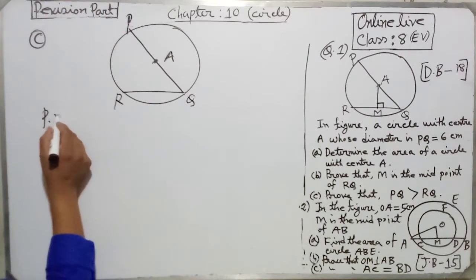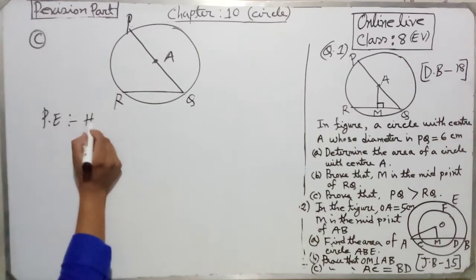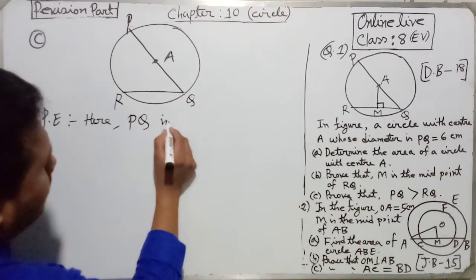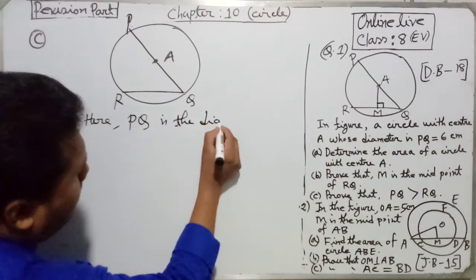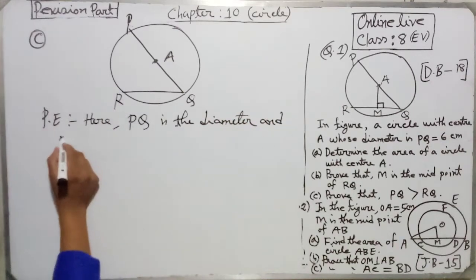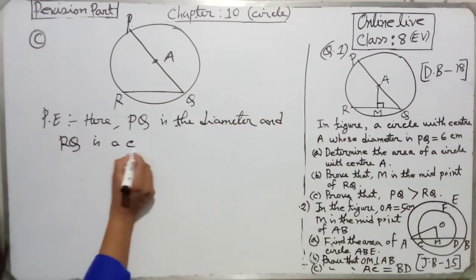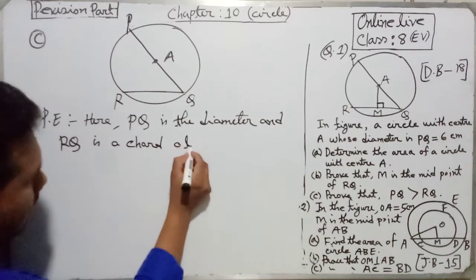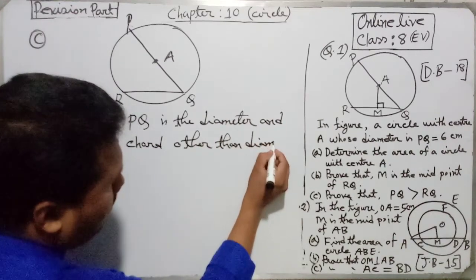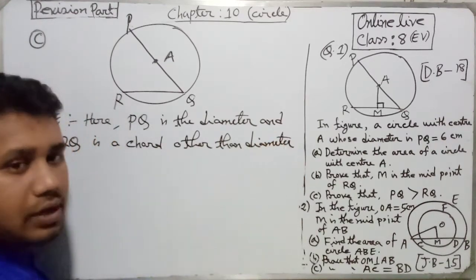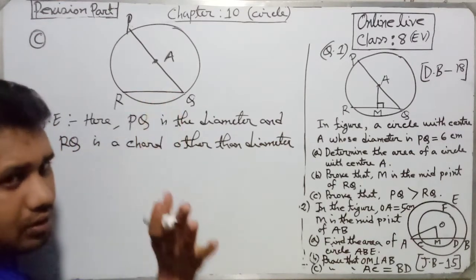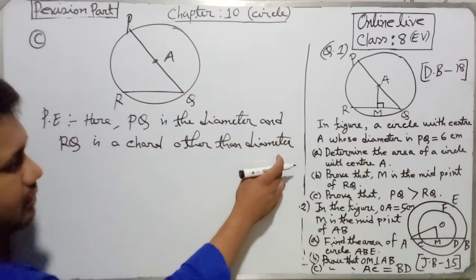So particular enunciation. In the figure, PQ is the diameter and RQ is a chord other than diameter. Why do we have to write other than diameter? Because we know diameter is also a chord. So we can write RQ is a chord, but this is not diameter. So we can write other than diameter.